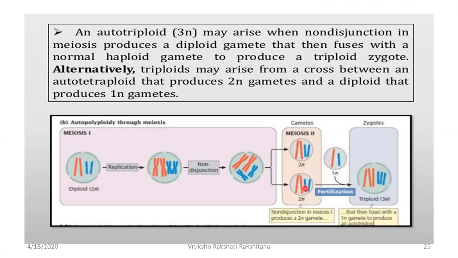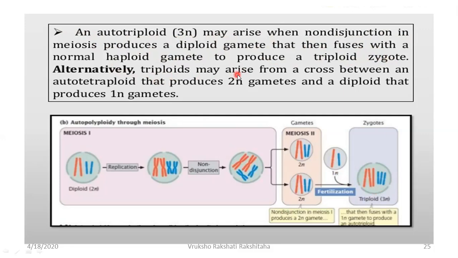Suppose this diploid gamete fuses with a normal haploid gamete, then it will give rise to a triploid cell. So, an autotriploid, that is 3n, may arise when non-disjunction in meiosis produces a diploid gamete that then fuses with a normal haploid gamete to produce a triploid zygote.